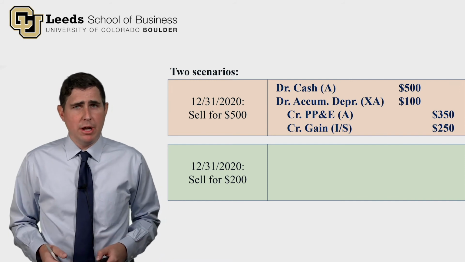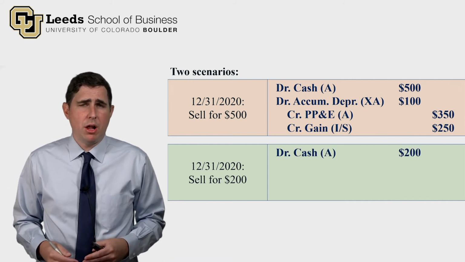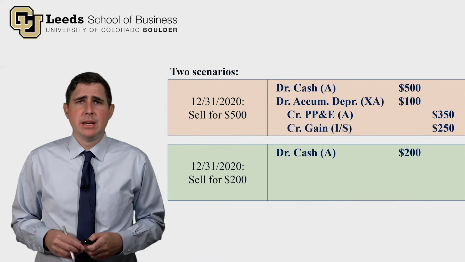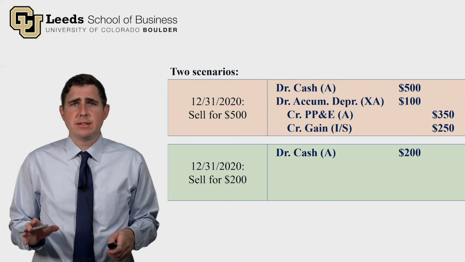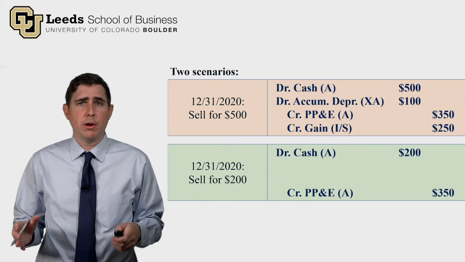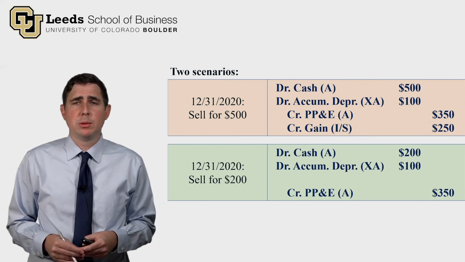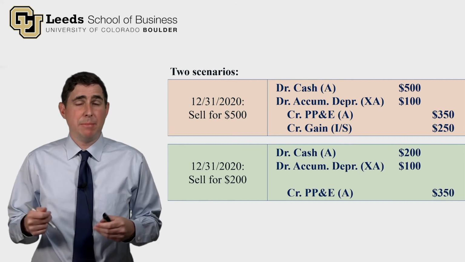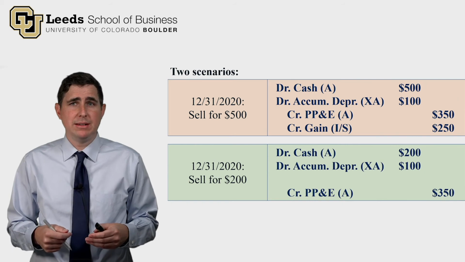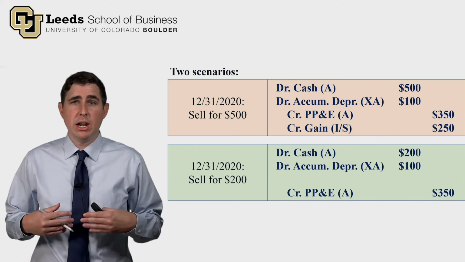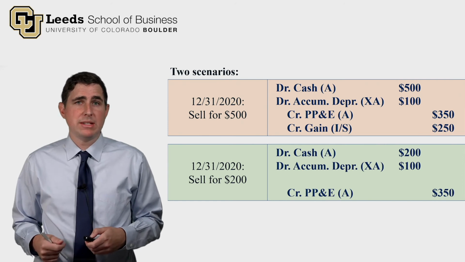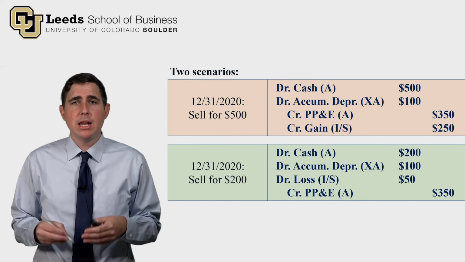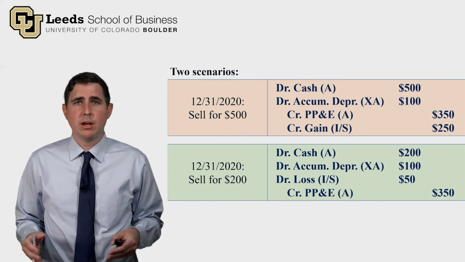Next, let's talk about $200. If we only get $200 for this treadmill desk, it's a debit to cash of $200. That's step 1. Step 2, we need to remove all traces of this asset from our books, so we do the same journal entries. We credit PP&E $350, debit accumulated depreciation $100. That removes it from our books. Next, we need to balance the journal entry. So we have $300 in debits and $350 in credits. We need another $50 in our debit column. So instead of a gain, this time it's going to be a loss. And this is the same as the gain account. It's like any other income statement account. It gets closed out to retained earnings.